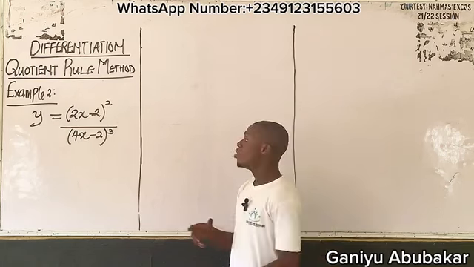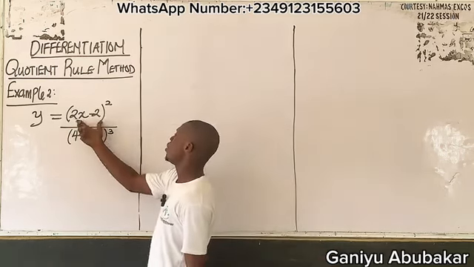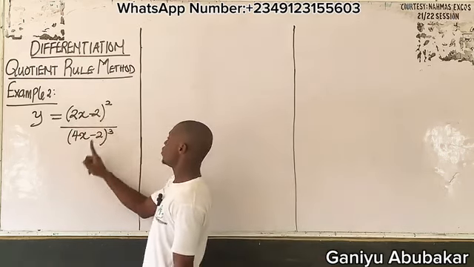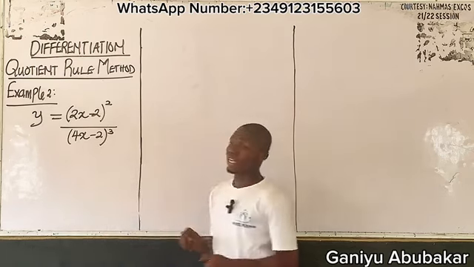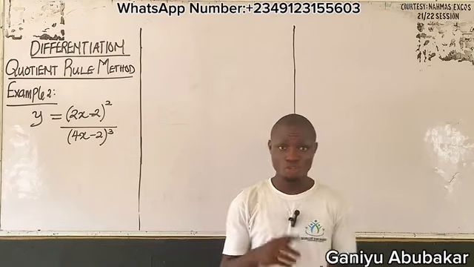But mind you, I can see my numerator is in chain rule format. The denominator too is taking what? It's taking a chain rule format. So in this case, I'll apply the chain rule shortcut to solve them.